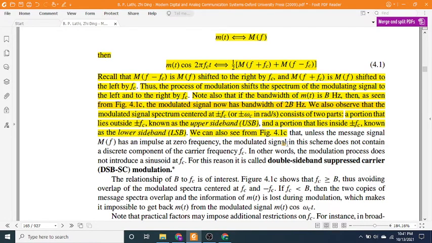We can also see from Fig. 4.1c that, unless the message signal M(f) has an impulse at zero frequency, the modulated signal in this scheme does not contain a discrete component of the carrier frequency fc. In other words, the modulation process does not introduce a sinusoid at fc. For this reason it is called double-sideband suppressed carrier, DSB-SC modulation.